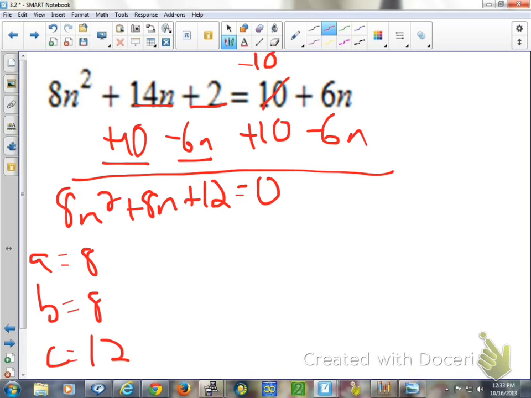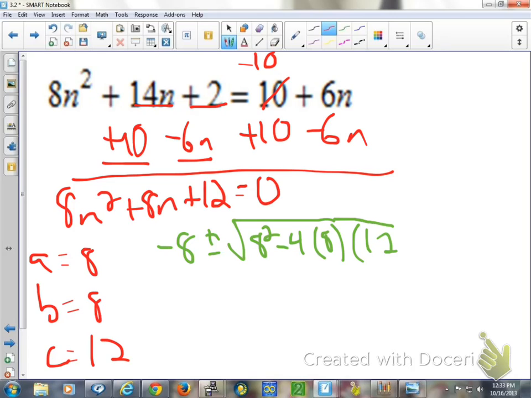So here we go. I'm going to run out of space, so hopefully you're keeping up because I'm going to have to switch pages here in a second. So that's going to be negative B plus or minus the square root of B squared minus 4AC, all over 2A.